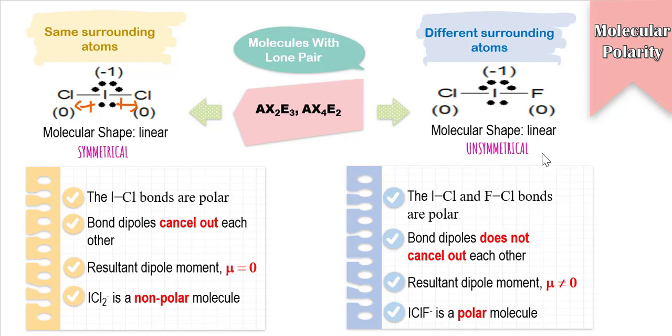For IClF minus, I change one of the chlorines here into fluorine. Again the negative charge is on iodine, so there is a difference in electronegativity between iodine and chlorine, and also between iodine and fluorine. But the difference in electronegativity between iodine and fluorine is bigger than between iodine and chlorine because fluorine is more electronegative, so the resultant dipole moment goes to fluorine. The resultant dipole moment does not equal zero, so IClF minus is a polar molecule. So that's it.